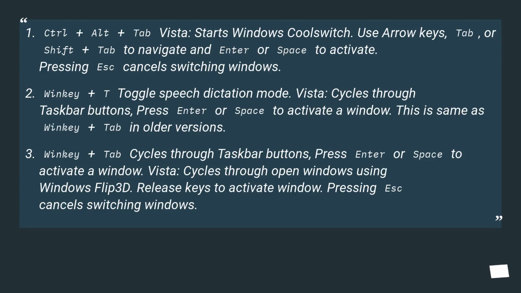Ctrl+Alt+Tab in Vista starts Windows cool switch. Use arrow keys, Tab, or Shift+Tab to navigate and Enter or Space to activate. Pressing Escape cancels switching windows.